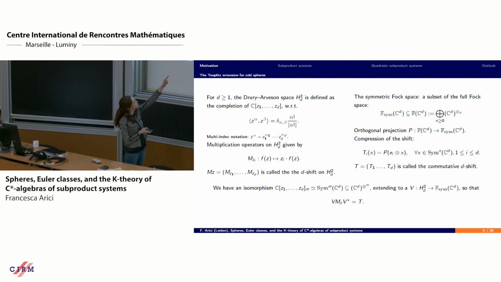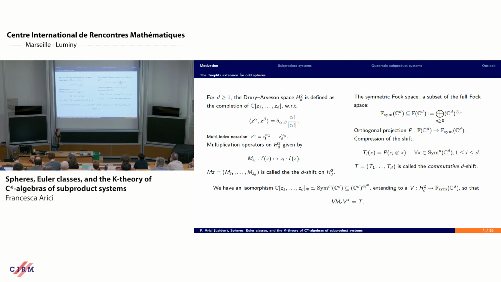And then you can look at compressions of the shift. So you take a symmetric tensor, you tensor it on the left with one of the generators of your finite dimensional space. This gives you a new tensor that may not be symmetric, so you make it symmetric by applying the projection. And this is something that in operator theory is known as compression of the shift. And then the collection of operators T1 up to Td, where each of them is the one associated to one of the orthonormal basis vectors, you call a commutative d-shift.